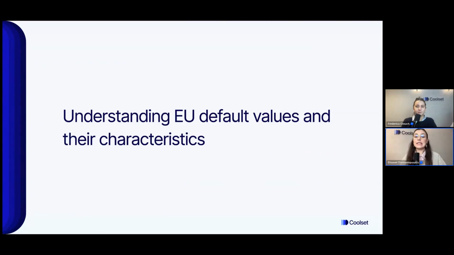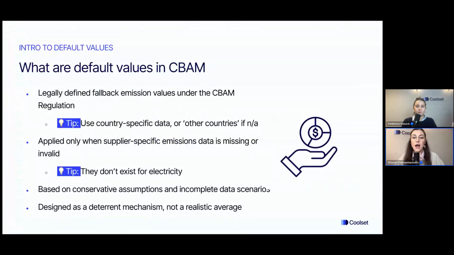So yes, indeed, let's first take a step back and understand what the default values actually are. Essentially, the default values are emission intensities, which are defined by the EU and specifically by the CBAM regulation, and they are a fallback option, which you can use only when installation level supplier-specific emission data is missing and cannot be retrieved, at least in a reliable way.